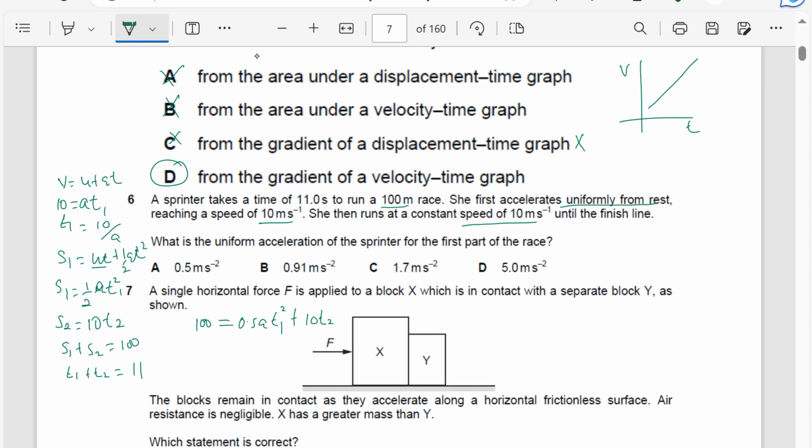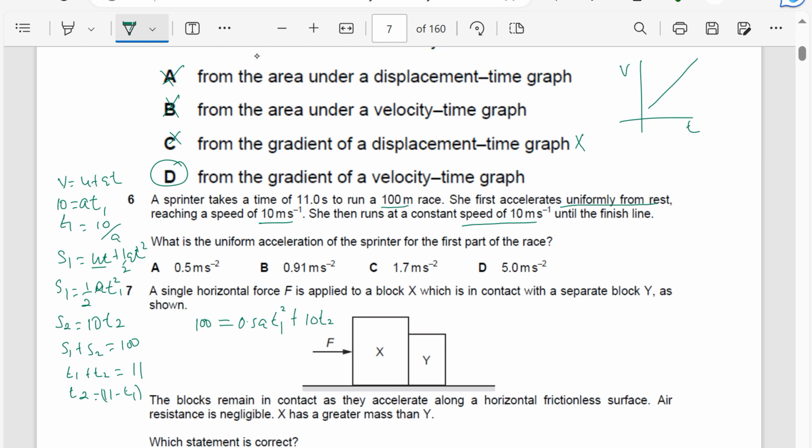So it is 10 T2. That is the equation I have. But then note that T1 plus T2 is 11. So it means T2, because I want the uniform acceleration of the sprinter for the first part of the race, so I will remove T2. So T2 is going to be 11 minus T1.